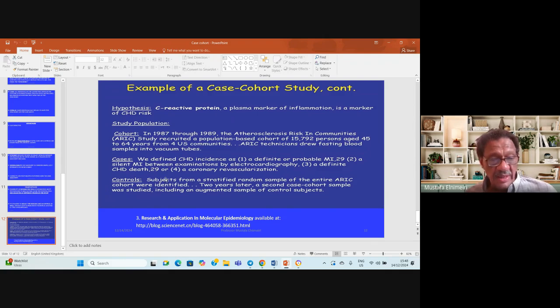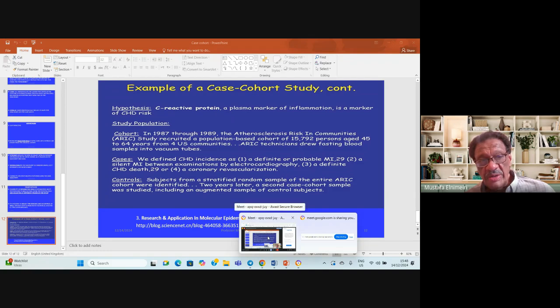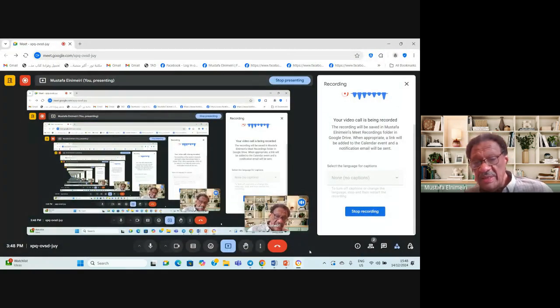Those who are interested can go for further details about this study, which is a very interesting and typical example of a case cohort. Thank you very much.